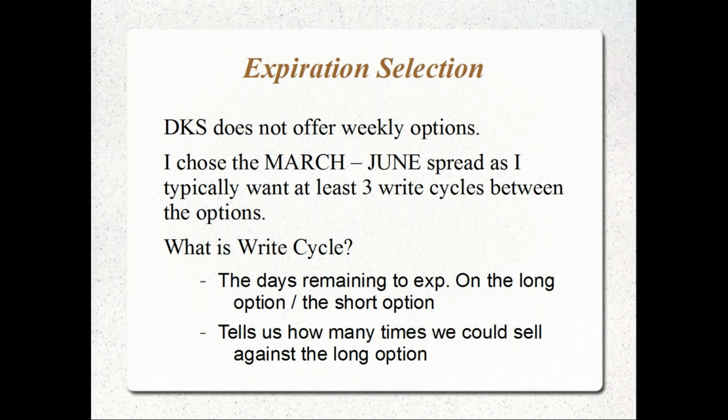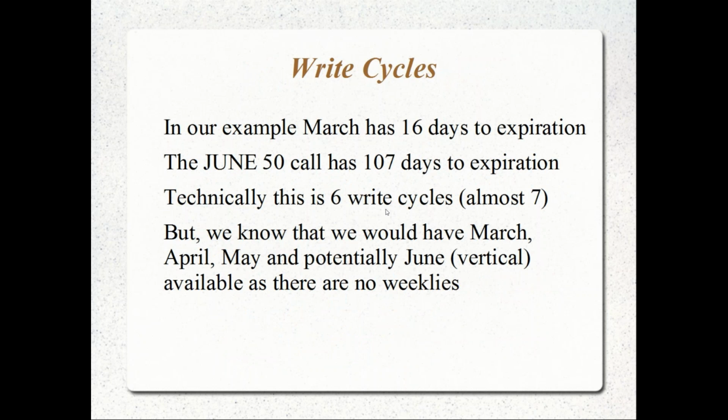If I'm using straight weeklies and I'm selling this week with 3 days out, I'm likely buying the 3-week out trade. Maybe the March 17th, but more likely the March 24th or further, because I want 3 write cycles. And in the case of DKS, which does not offer weekly series, if I sell the March, I'm likely going out to June, so they have at least 3 cycles. Now, the write cycle combination, March is 16 days to expiration, the June has 107 days. So technically, by definition, that's 6 write cycles.